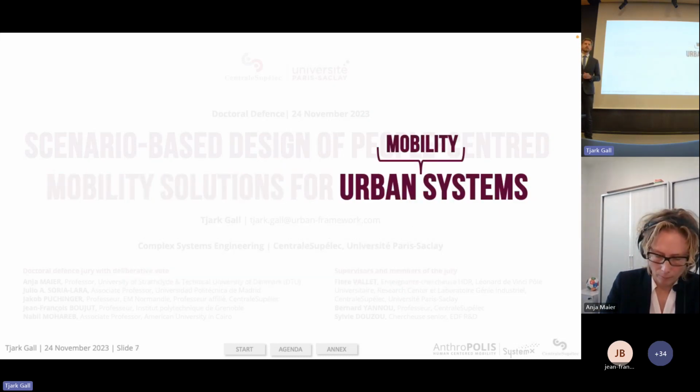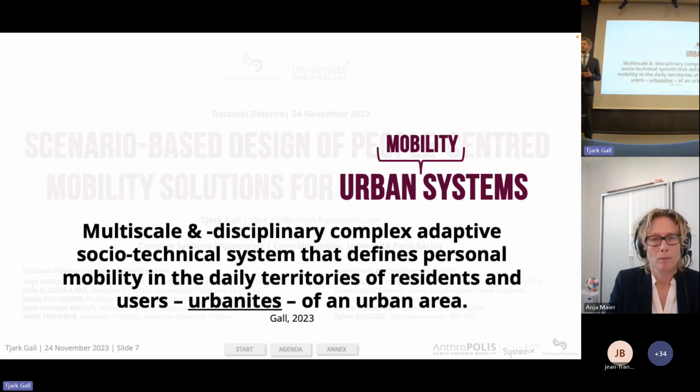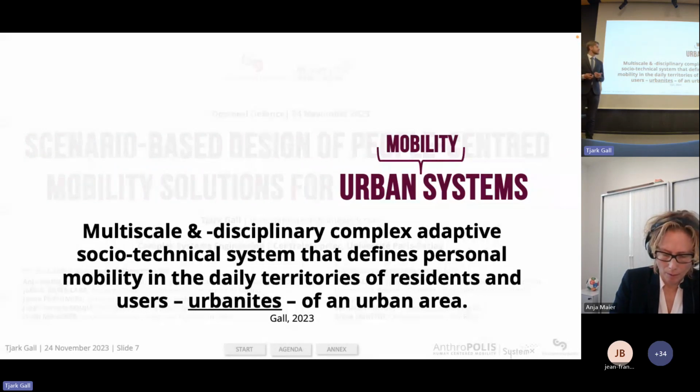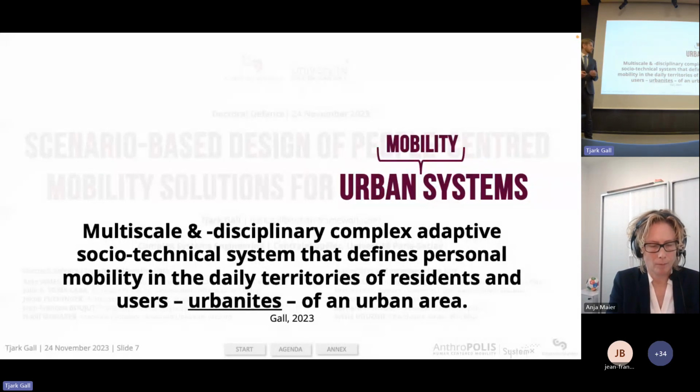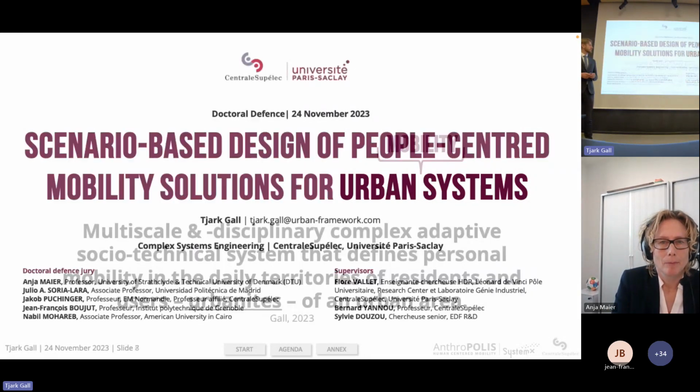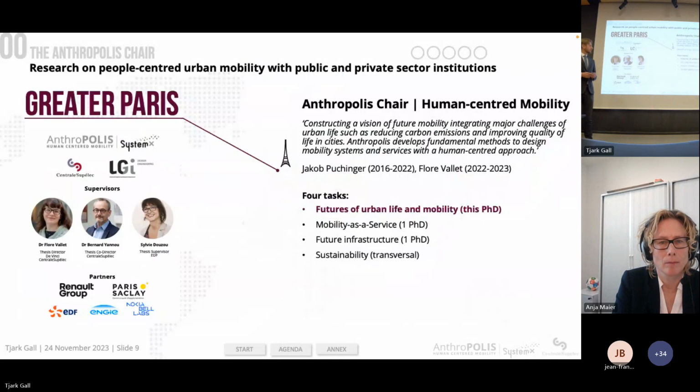And then finally, urban systems, or more precisely, urban mobility systems. We refer to multi-scale, multidisciplinary, complex adaptive socio-technical systems, which are defined more or less by the daily territories of people. So where do we move on a day-to-day basis? And these people which we refer to, which are both the residents of an area but also people who might come from elsewhere, tourists and so on, we refer to as urbanites throughout. So these are the words which I will be using throughout the presentation, and this is what we understand by them. With that, I will start with a quick introduction of the context.